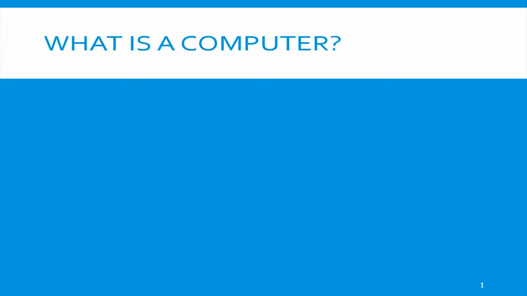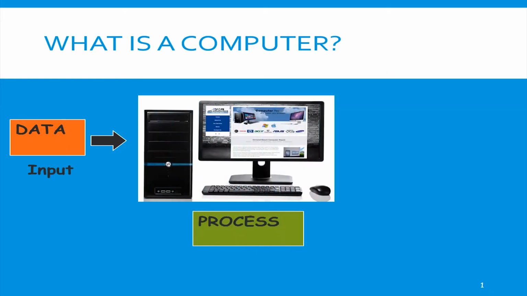A computer is an electronic device operating under the control of instructions stored in its own memory unit that can accept data, manipulate data, and produce information from the processing. Generally, the term is used to describe a collection of devices that function together as a system.